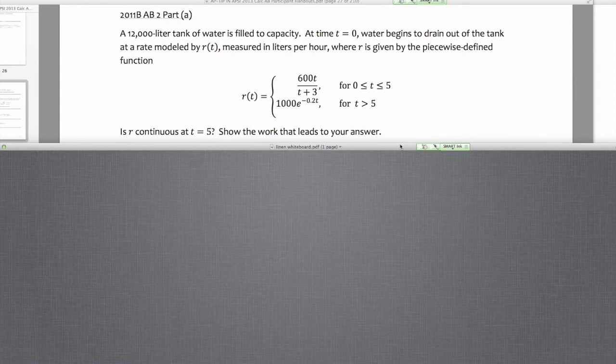Alright, so help me out here. What do I need to do? If I'm going to prove whether or not something is continuous, there are certain steps I have to do every time. Find the function value. So first thing I want to do is find R of 5. Now, which one am I plugging into to get R of 5? The top one.